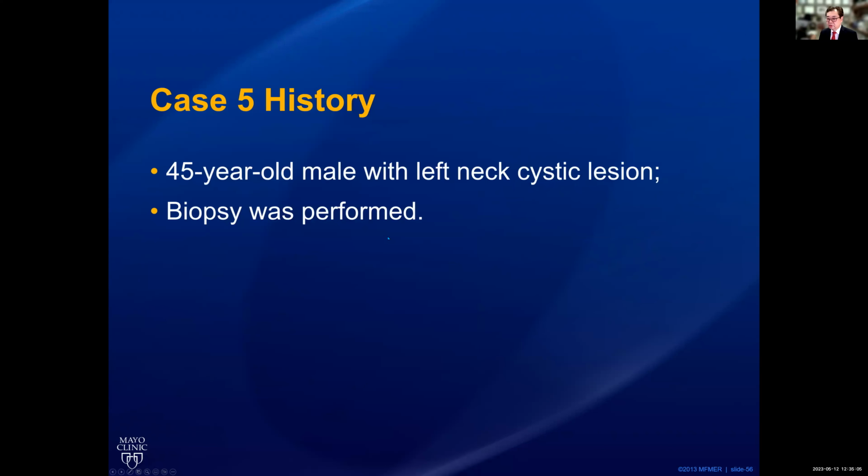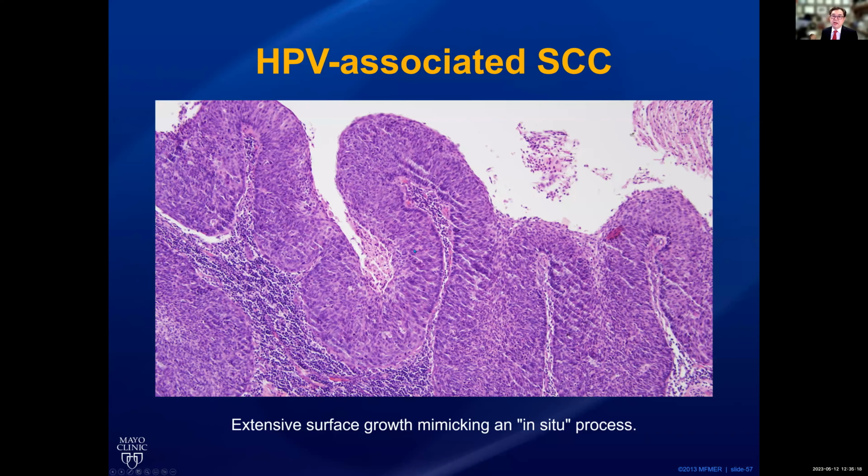So now we go to a real case, a 45-year-old male, and again, a middle-aged male, with a left neck cystic lesion. Biopsy was performed. And look at this. This reminds you of a tonsil, right? Kind of normal tonsil morphology.